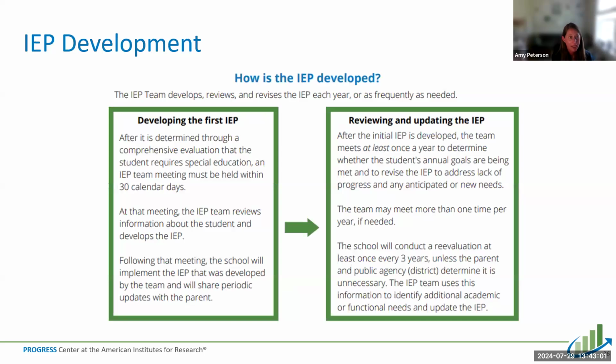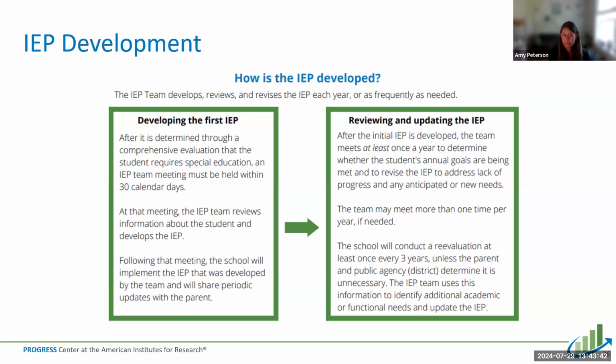On the very back side of the tip sheet, you probably saw this piece about the IEP development. And this is just a couple reminders as we think about developing the initial IEP and then reviewing and updating the IEP over time. So we want to make sure that as we're developing the initial IEP, we're following the procedural requirements for timelines and so on. If we've determined during a comprehensive evaluation that the student requires special education services, we're convening the IEP team within 30 calendar days in order to develop that initial IEP, that team is coming together to review the information and develop the IEP during that initial meeting.